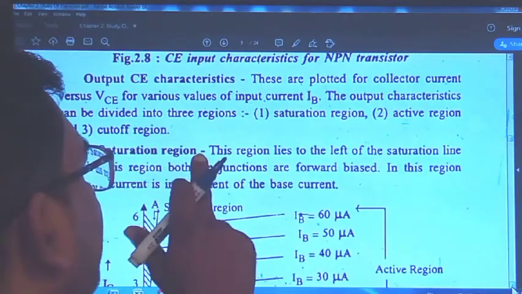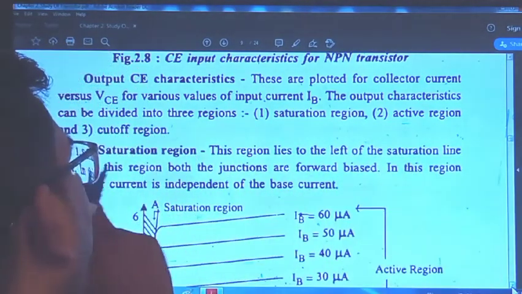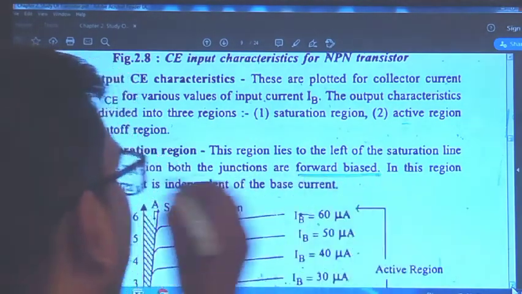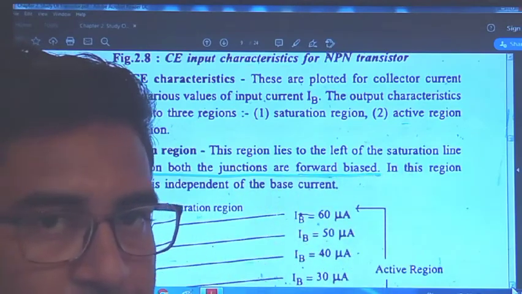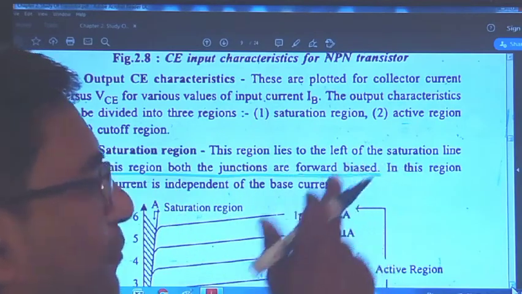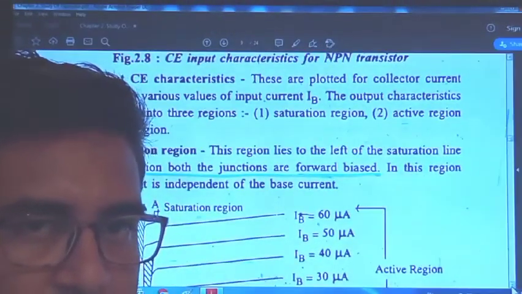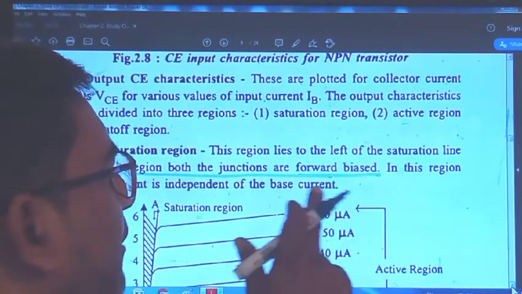First, the saturation region. This region lies to the left of the saturation line OA. In this region, both the junctions are forward biased. Here I am marking this one. This line is very important. When it is in saturation, both the junctions are forward biased. In this region, the collector current is independent of the base current.